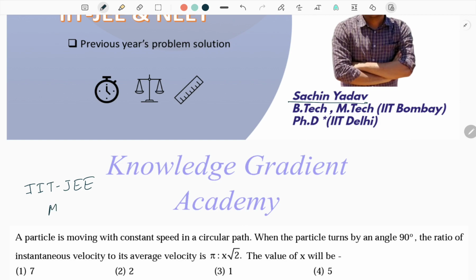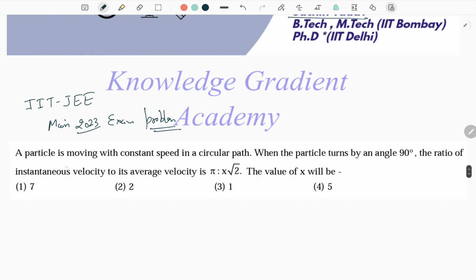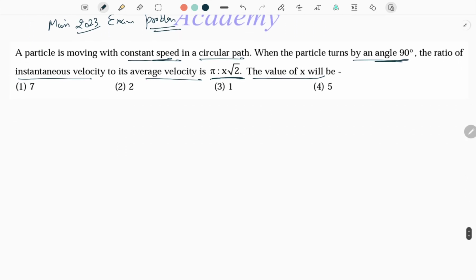Today we will discuss an IIT JEE Mains 2023 exam problem from the physics section. A particle is moving with a constant speed in a circular path. When the particle turns by an angle of 90 degrees, the ratio of instantaneous velocity to its average velocity is given as pi by x root 2. The value of x will be? First, we understand the problem.